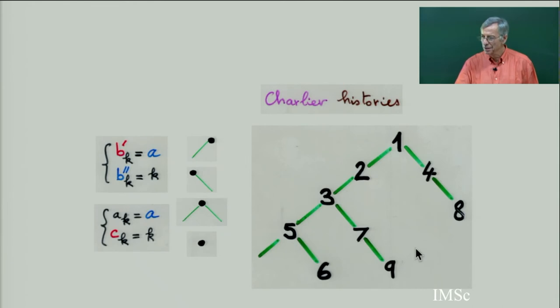So what you get is exactly a partition. You see the blocks of the partition are {1, 4, 8}, {2}, {3, 7, 9}, {5, 6}.